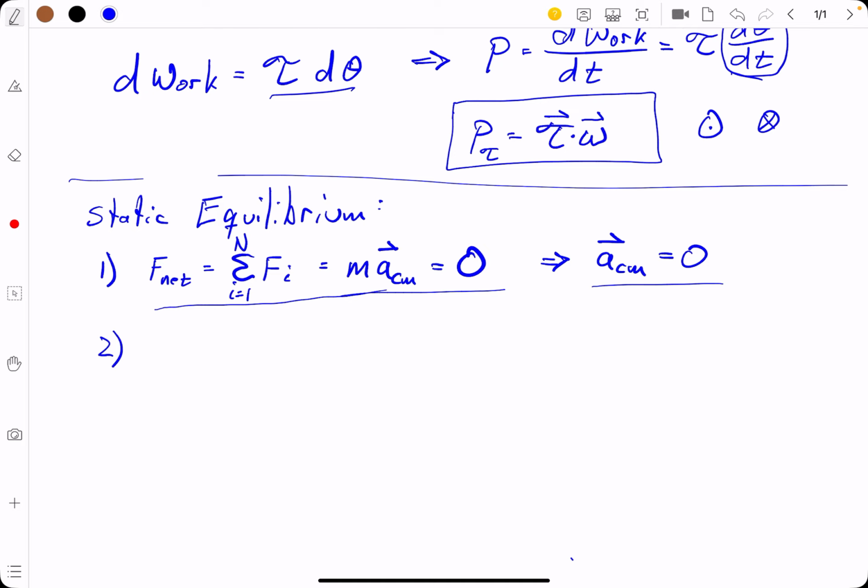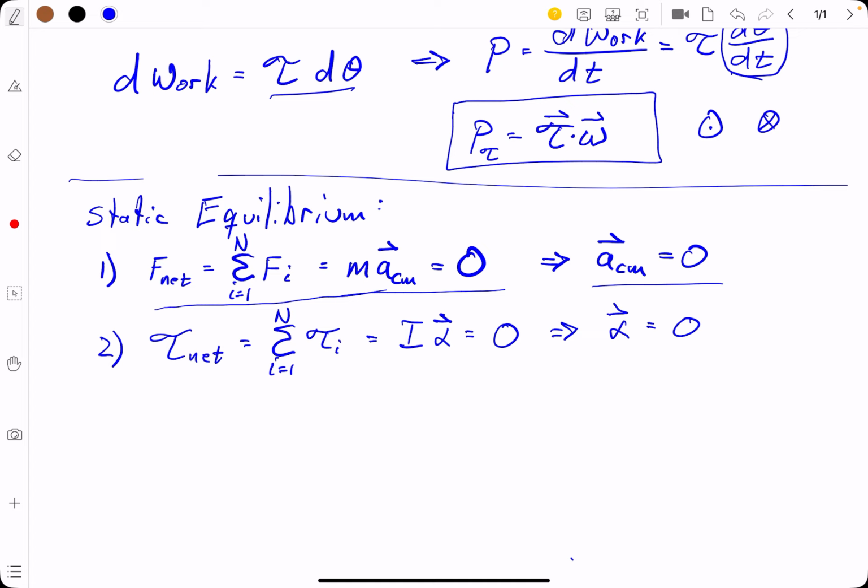Then, our second condition is our net torque, and that is equal to the same thing, sum from i equals 1, but for torque. And of course, that's got to be equal to I alpha. And that all has to equal 0 as well, which implies that alpha equals 0.